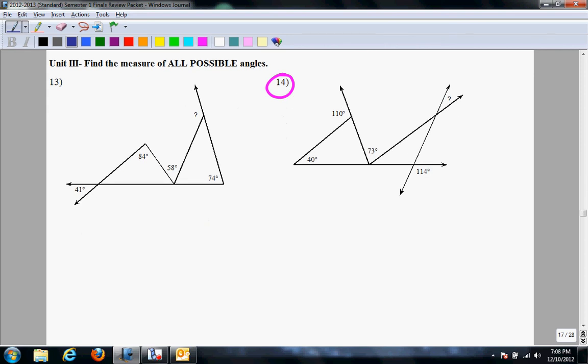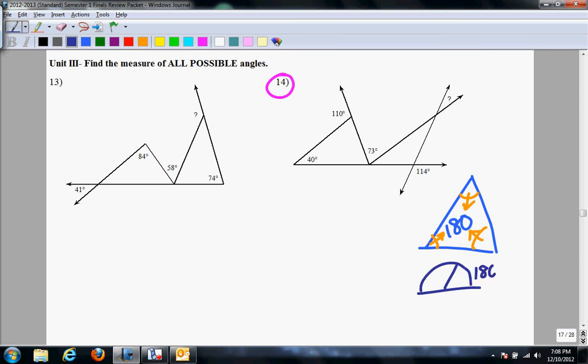Number 13 and 14. Basic idea here is that all triangles add up to 180. That's the first and foremost important thing you need to remember about triangles, that triangles add up to 180 degrees. 2 more things you want to hunt for here, of course, is linear pairs, which means angles that add up to 180. They share a spine, they make a line. So watch out for linear pairs. Also watch out for vertical angles, of course.